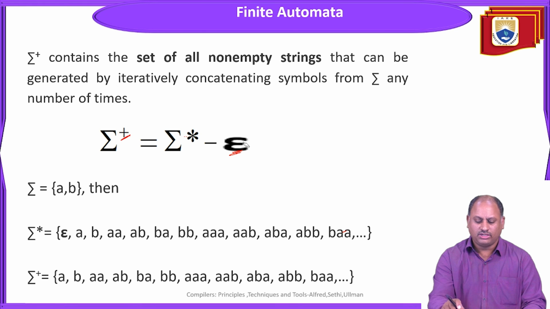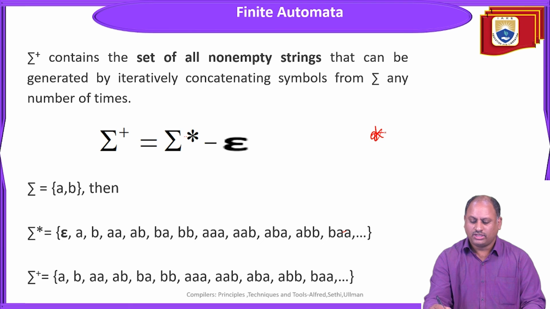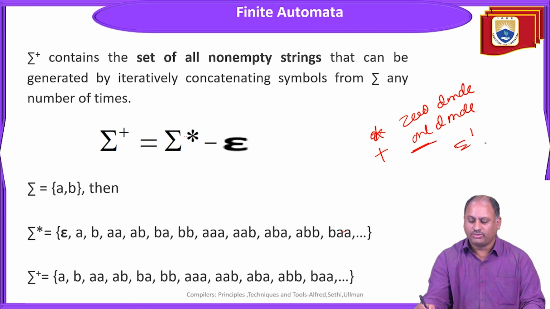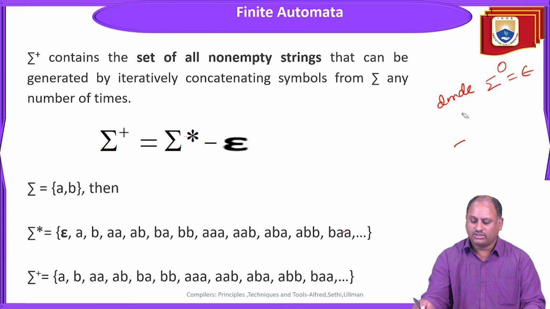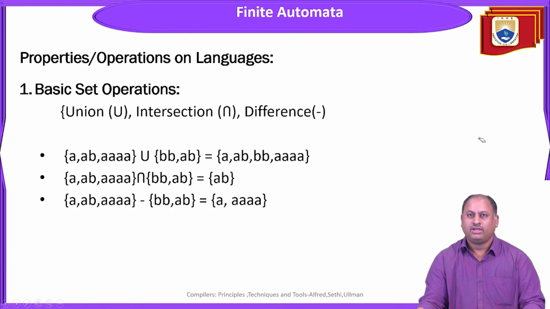So here star denotes 0 or more occurrences, whereas plus denotes 1 or more occurrences. So 1 or more occurrences starts with sigma power 1 only, whereas here 0 occurrences is sigma power 0, where sigma power 0 is epsilon, which is not included in plus, that is, minus epsilon. So that is the only difference between star and plus operation with the power of alphabet notation.